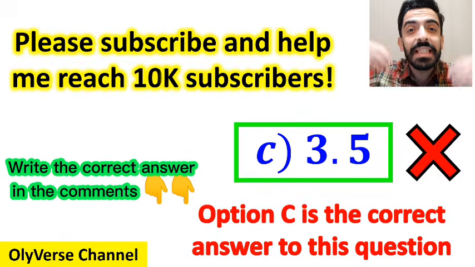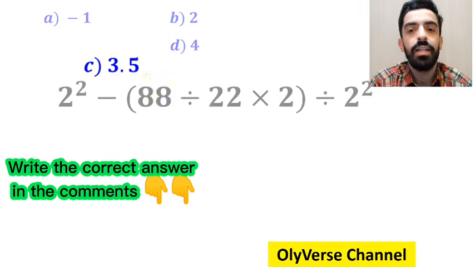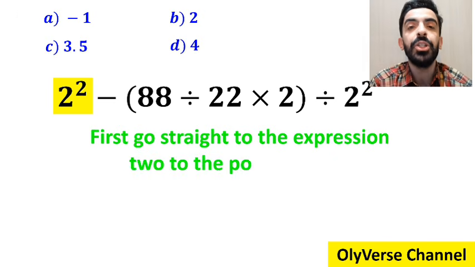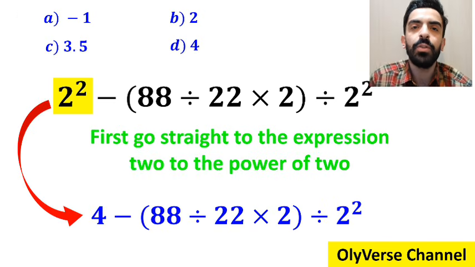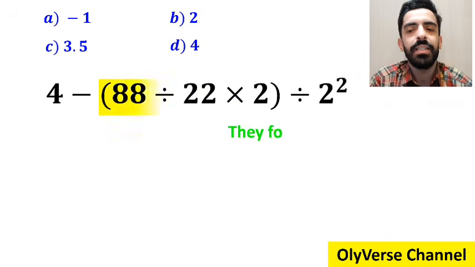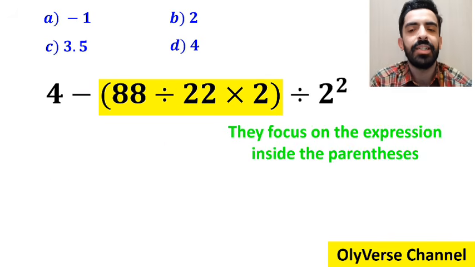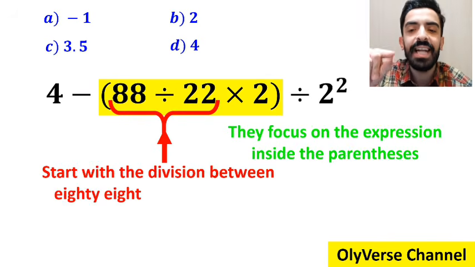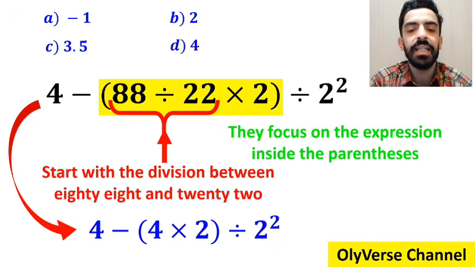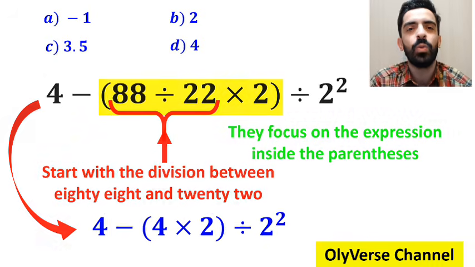However, this answer is absolutely wrong. Also, some other people when solving this question first go to the expression 2 to the power of 2 and simplify to 4 minus 88 divided by 22 times 2 inside the parentheses, then divided by 2 squared. And the next step, they focus on the expression inside the parentheses and solve with the division between 88 and 22. So, they simplify this expression to 4 minus 4 times 2 inside the parentheses, then divided by 2 squared.